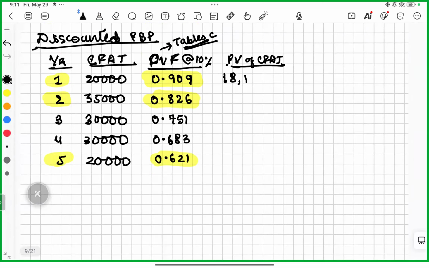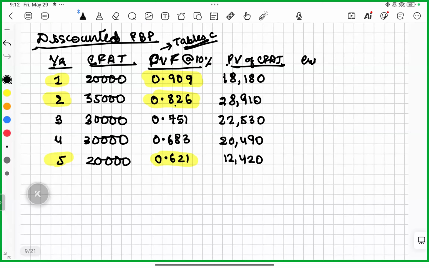It will be 18,180. 35,000 into 0.826, 28,910. 30,000 into 0.751, it will be 22,530. 30,000 into 0.683, 20,490. And 20,000 into 0.621, 12,420. So you have got the present value. So this is the discounted cash flow. Now you have to find out the payback period for this discounted cash flow.